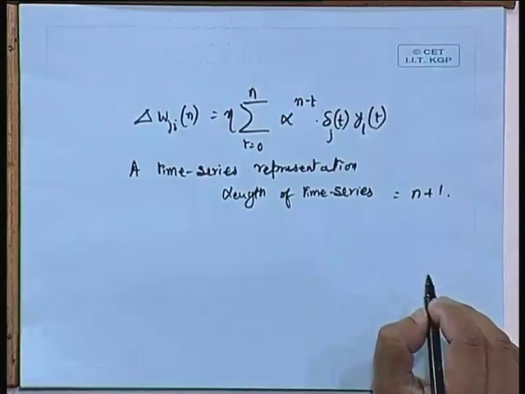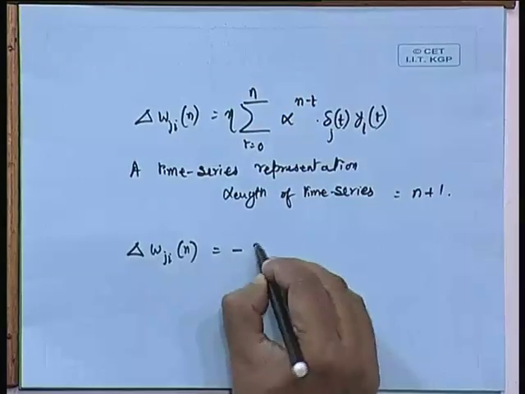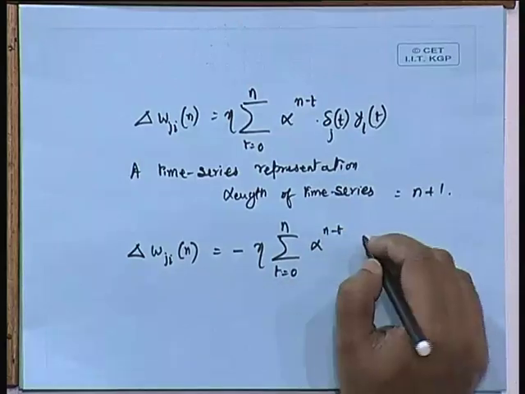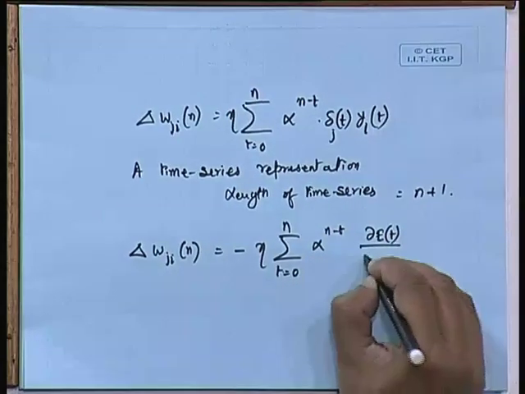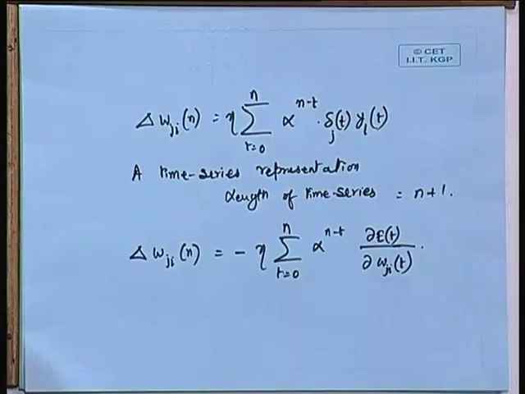Now, simply what we can do is that we already know that delta j times y i is going to be equal to the negative of dou E dou W j i. Is it not the rate of change of the error function, the cost function, with respect to the change of weight? So, I can express this same equation as delta W j i n equal to minus eta times summation t equal to 0 to n alpha to the power n minus t into dou E t dou W j i t. So, this is going to be our series representation.